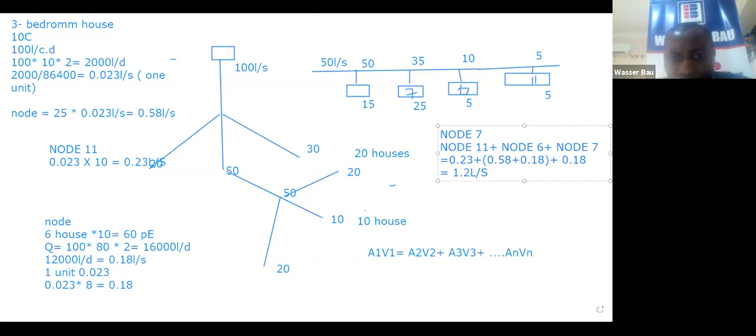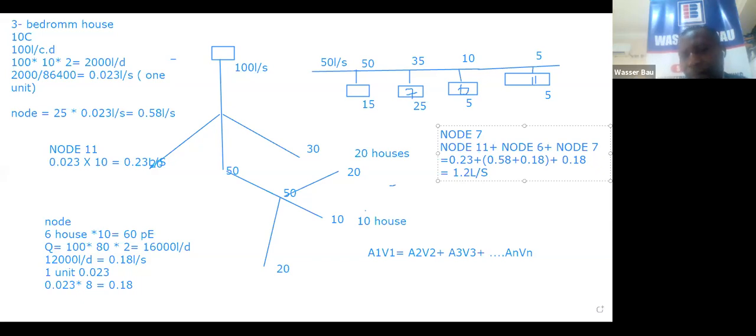So now you're in node 12. How many houses are in node 12? Let's count it: 1, 2, 3, 4, 5, 6, 7, 8, 9. You simply assume 10. This is what I always tell my participants in my training.